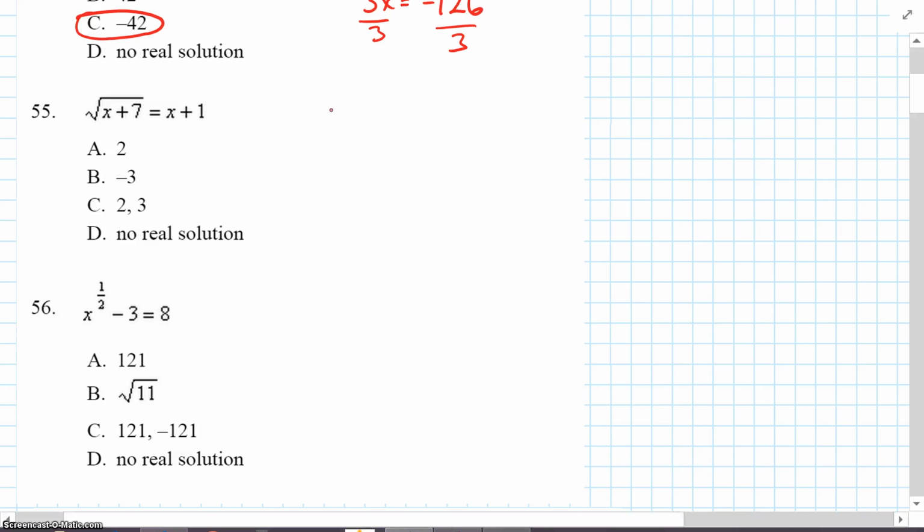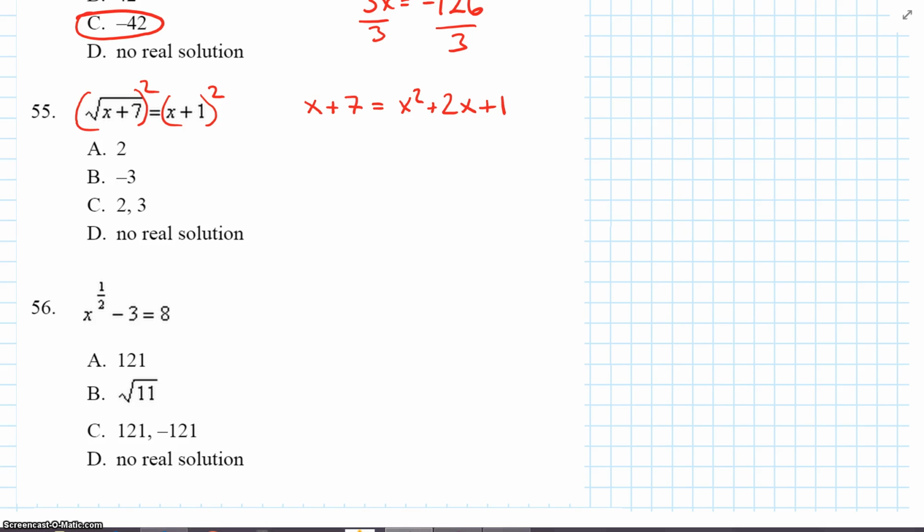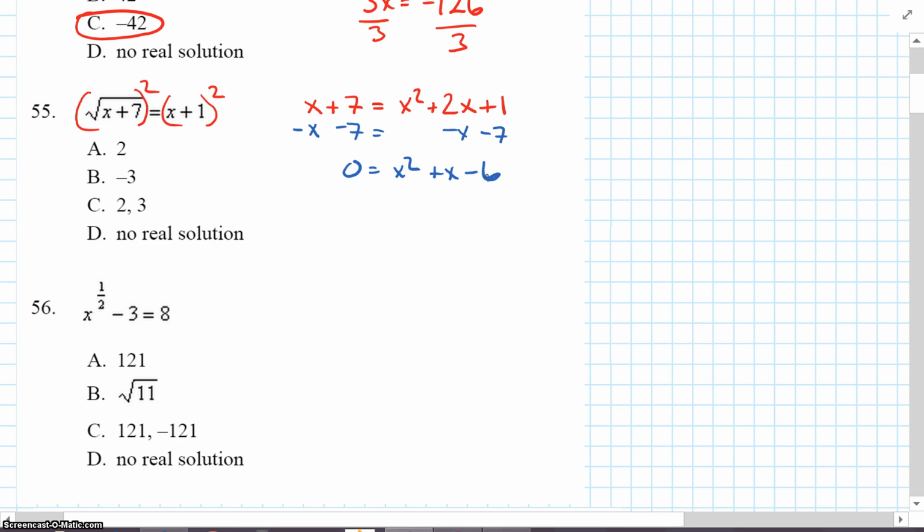55. The square root of x plus 7 equals x plus 1. So we're going to square each side. So the left side is going to become x plus 7. The right side is going to be x plus 1 squared, which is x squared plus 2x plus 1. Now, since we have a quadratic going on here, we're going to go ahead and subtract x from each side and subtract 7. So I get 0 equals x squared plus x minus 6.